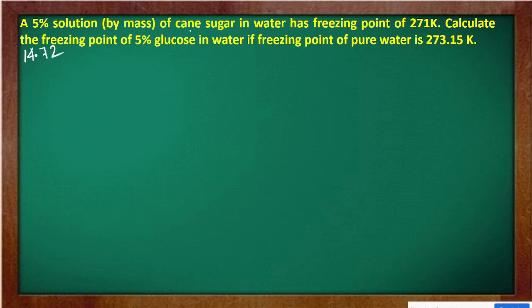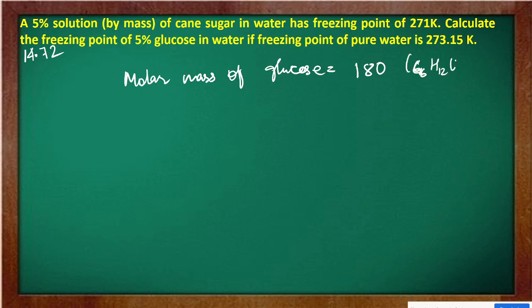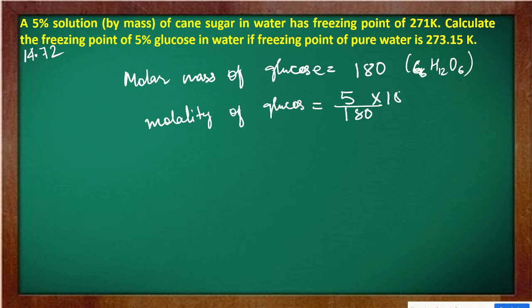Now we are coming to the glucose solution. So now the molar mass of glucose is equal to 180. The formula for glucose is C6H12O6. If you calculate it, you will get 180. Then similarly, you calculate the molality here. The molality of glucose will be found using a similar formula. It is a 5% glucose in water. So it means 5 by 180 into 1000, again divided by 100.